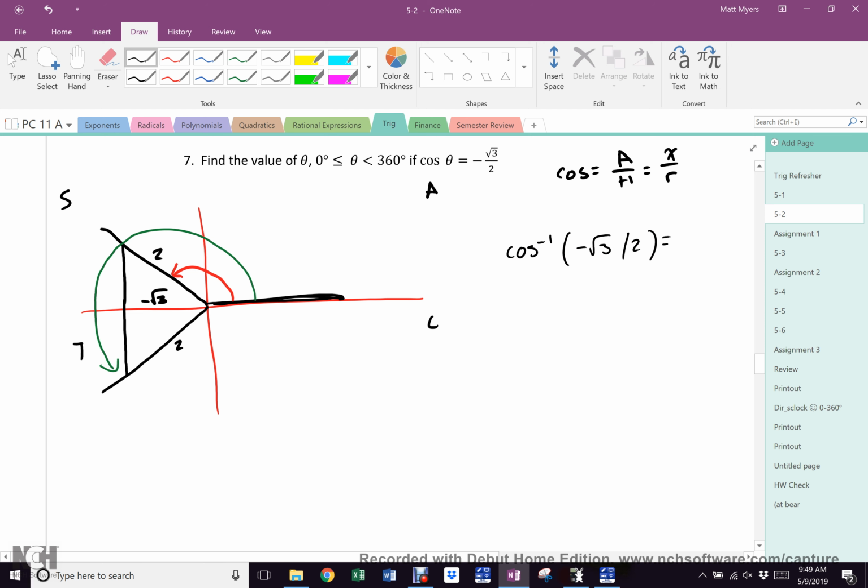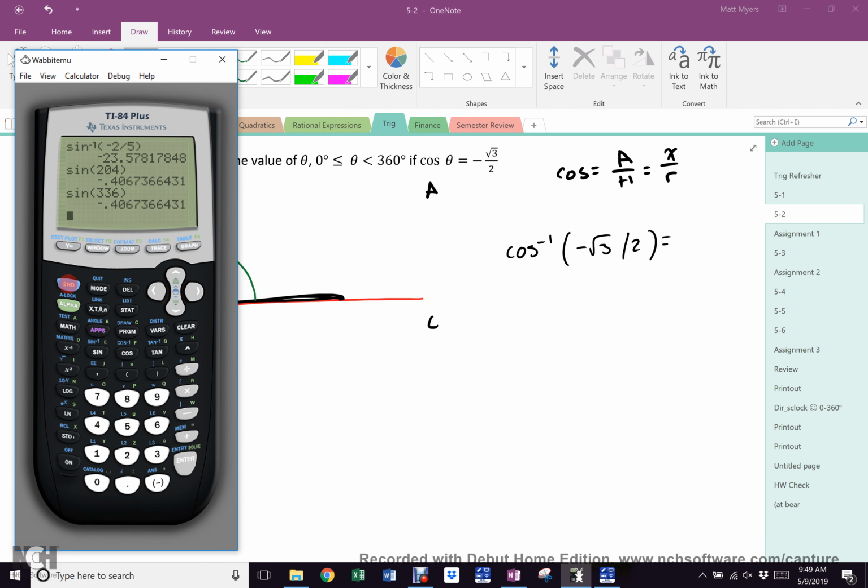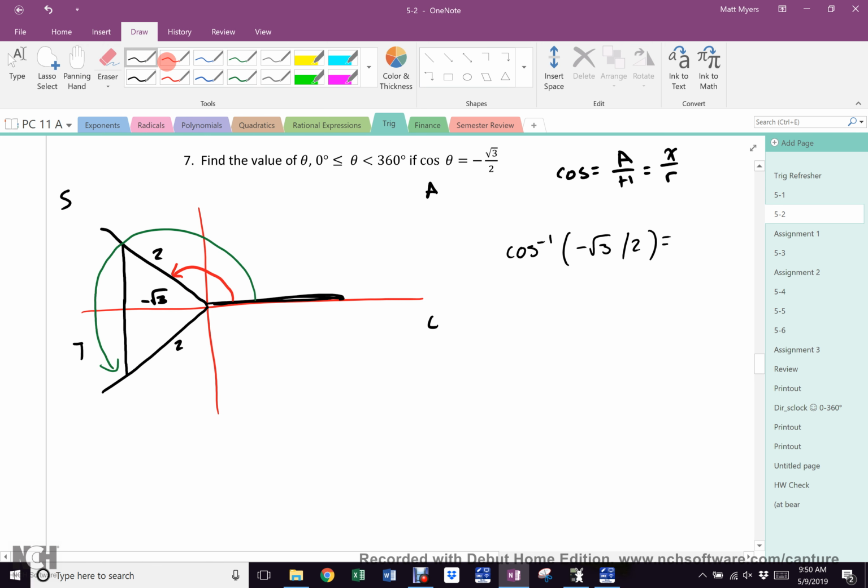Now this is going to be weird. Let's go to our calculator. Shift cos negative root 3 divided by 2. Agreed? Holy crap. It gave me one of the actual values, yes? So, which is it? Is that red theta or green theta? That is red theta, agreed?